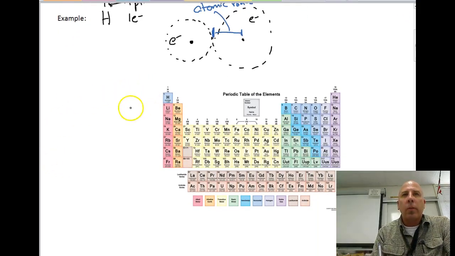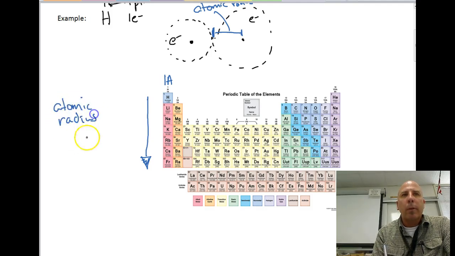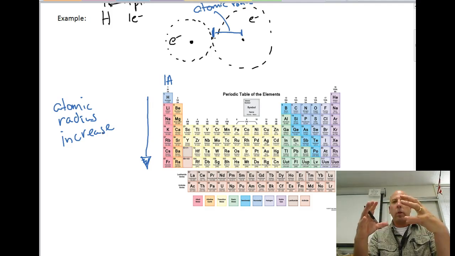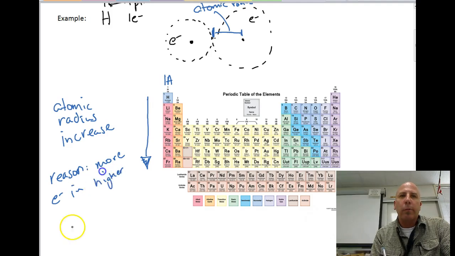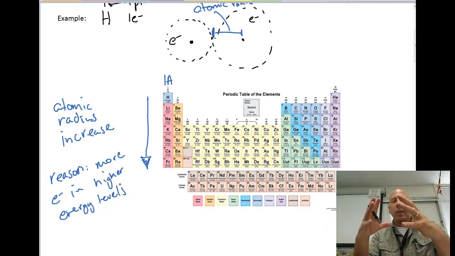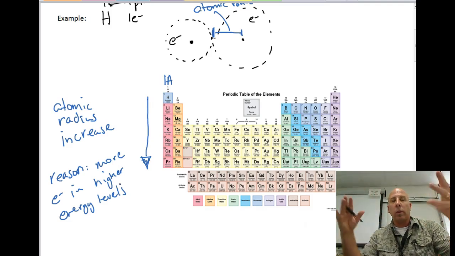So here's a periodic table, and our first trend is going to be as we go down a group on the periodic table. So let's say where our alkali metal group is in group 1A, what is going to happen is our atomic radius will increase, meaning our atoms will get larger and larger and larger. And the reason behind this is we have more electrons in higher energy levels. And each time we go up an energy level, the energy level gets larger. We have larger and larger orbitals.